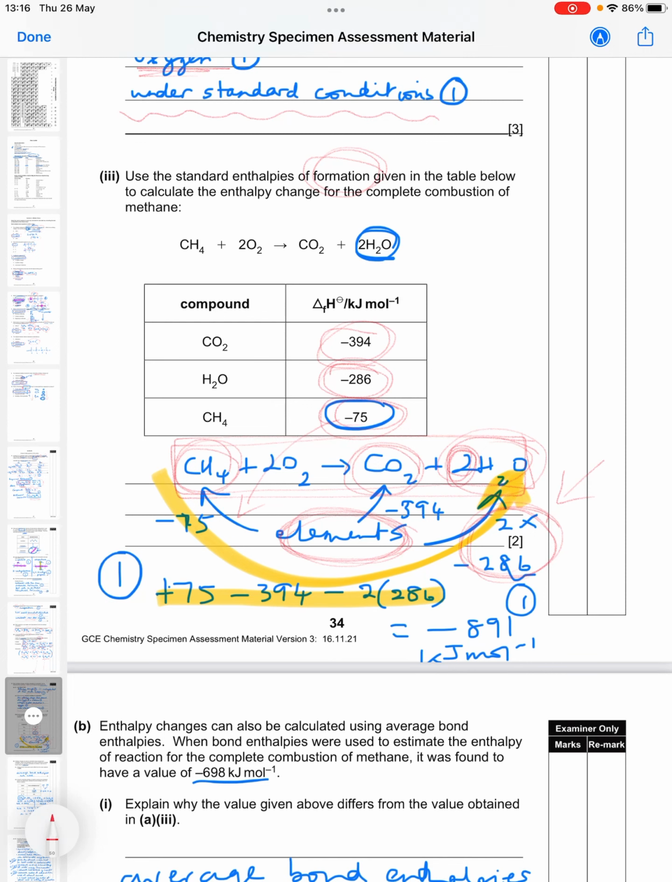Now, you see the direction of the yellow arrow. You want to make sure that everything is going in the same direction as the yellow arrow. So here the methane is going in the opposite direction, so we change the sign, so it becomes plus 75. Then minus 394 for the carbon dioxide, and minus 2 times 286 for the water. The total then is minus 891 kilojoules per mole.